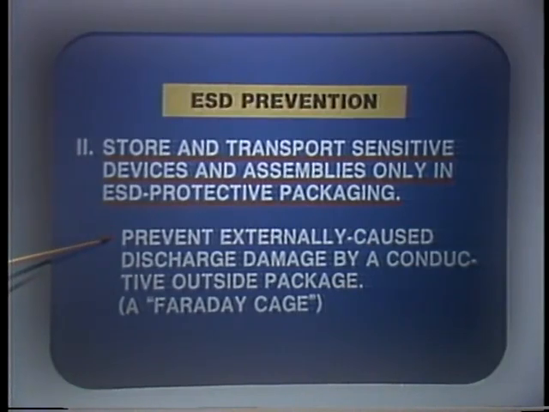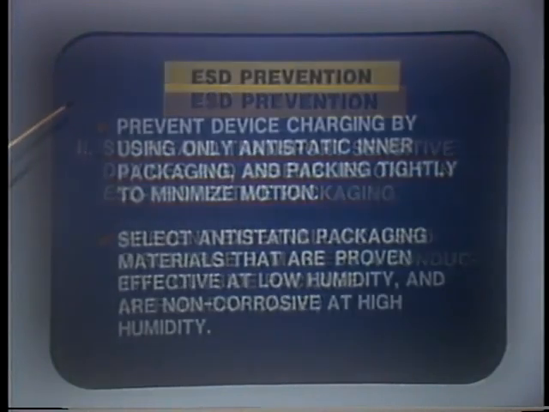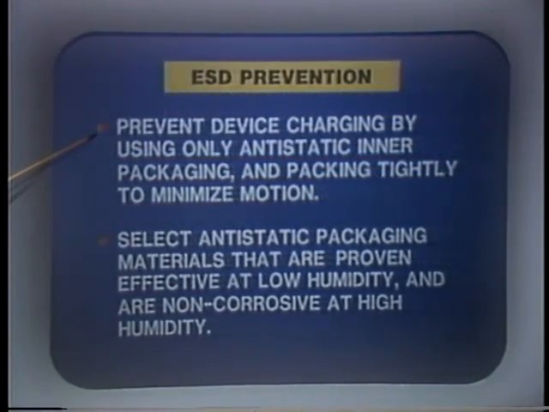First, we must prevent externally caused zaps by using a conductive outside package, sometimes called a Faraday cage. Secondly, we must prevent device charging by using only anti-static inner packaging and to pack tightly to avoid motion, which causes charging. Finally, we must be sure that the package materials we choose work over the whole range of humidity and are non-corrosive. Now let me show you how to do this.